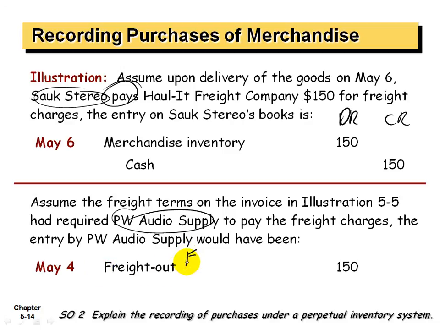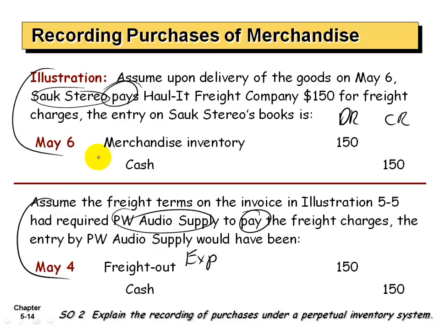I would like to see the word expense to make it really clear what type of account it is. We know expenses are deducted right away on the company's income statement. Okay, freight out expense. And let's see, they paid, so cash would be credited for $150. This is from the seller's point of view if they had to pay for the shipping, and this is the buyer's point of view if they had to pay for the shipping. And of course, only one party of the two would do that.